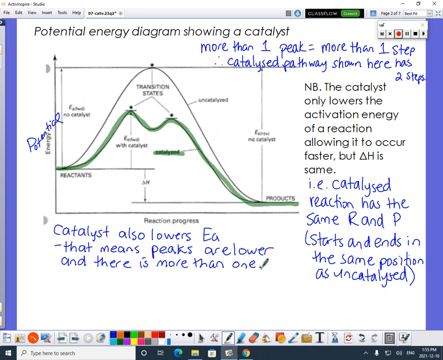So if you're asked to draw one in, you can really do whatever you want. Just make sure it starts and ends in the same spot, and then you could draw a million little peaks if you wanted to, okay? They just have to be lower.